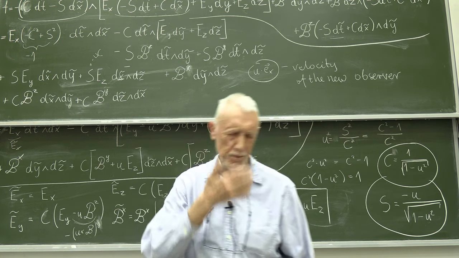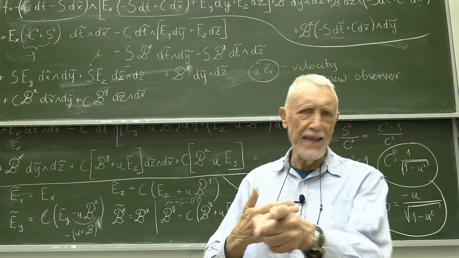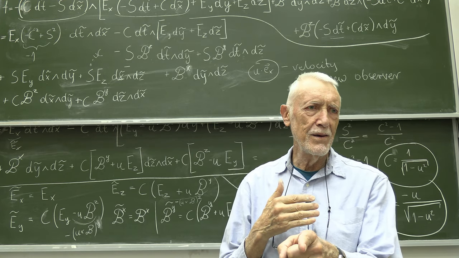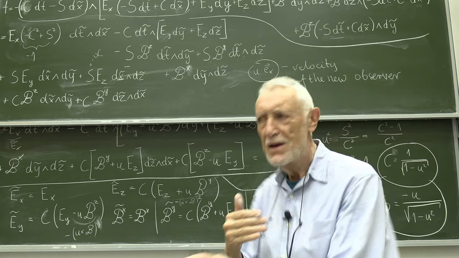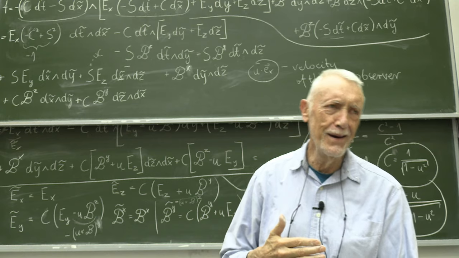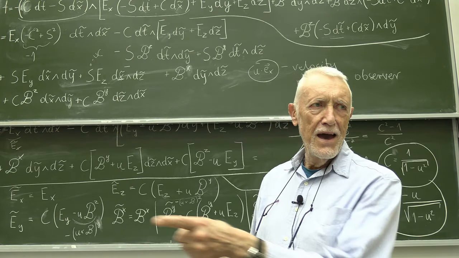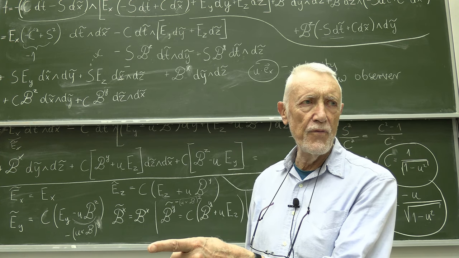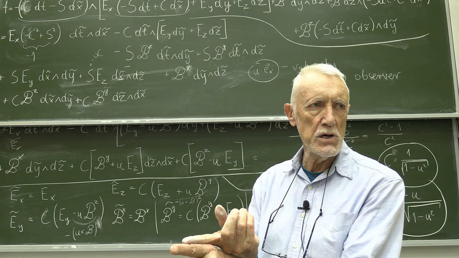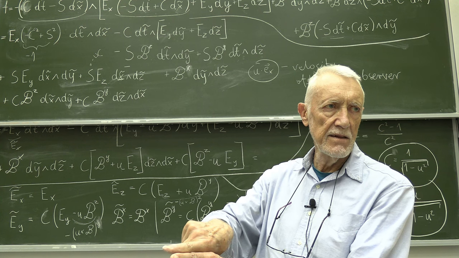Sorry, excuse me, not x. Why? Because x stands here and we rotate in the yz plane, yeah? So again, x is the axis of our observer. The motion of our observer goes in the direction of the x-axis, right?